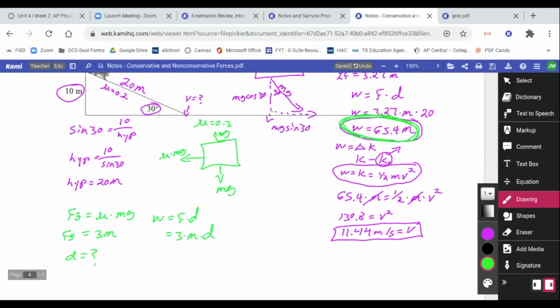So we should be able to say that 65.4 times m is equal to 3 times m times d. Because we already know what the work is, and we know it's defined by force times displacement. If we do that, the m's cancel. We divide both sides by 3. And let's see, 65.4 divided by 3 gives me 21.8 equals my distance.